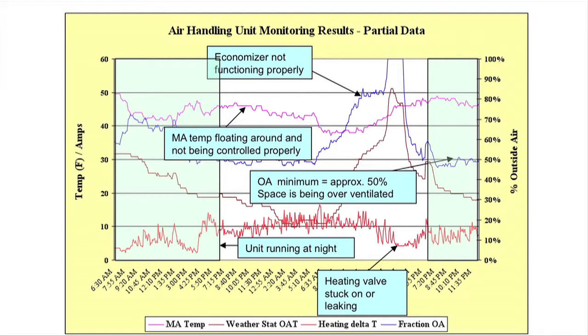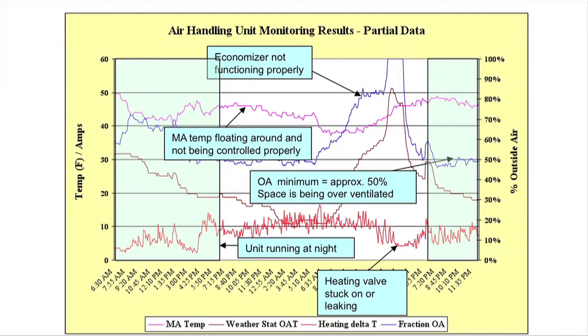The minimum outside air being delivered to this space is about 50% on average when the economizer is not working, when it's not enabled, I should say, when it's not supposed to be working, which means the space is being way overventilated, which is a huge energy impact, particularly in a climate like Green Bay, Wisconsin, where it's quite cold. The unit is running at night when this area is not occupied, so there's no point in having it running. Plus, the heating valve appears to be stuck on because we're getting a constant delta T across the coil even when it's trying to cool.